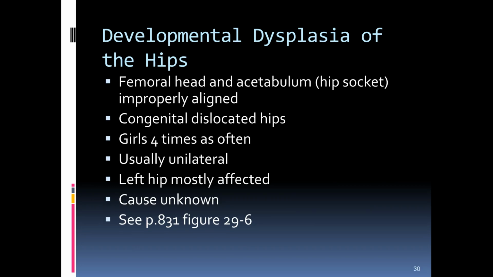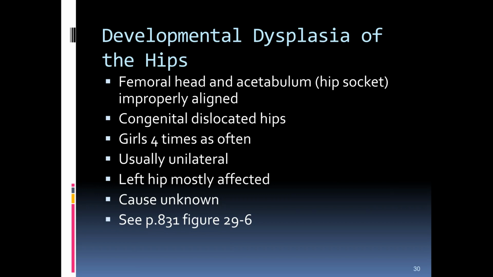Moving on to DDH, developmental dysplasia of the hips, which none of you knew what that meant in class. So basically, this is a dislocation of the hip joint at birth. Girls are 4 times more likely to get it as boys. That's just a little interesting tidbit. It's usually unilateral, so it only is going to affect one of their hips, and it's typically the left hip. The cause is unknown. You know, they think there's a hereditary component, but again, it's still unknown.